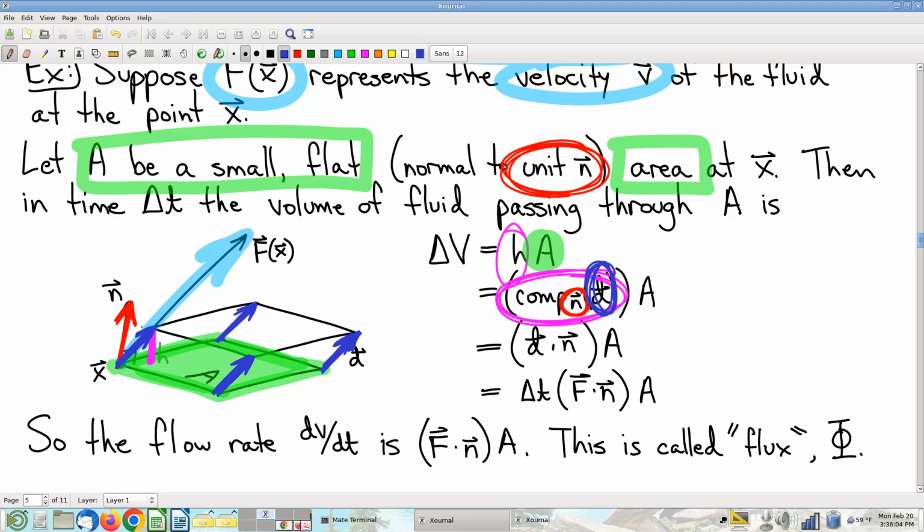This displacement: how much has the fluid moved in the amount of time delta t? It's not going to be exactly in the direction we care about. The actual height here needs to be perpendicular. But if I take the normal component of that displacement, that'll tell me this height. All right.